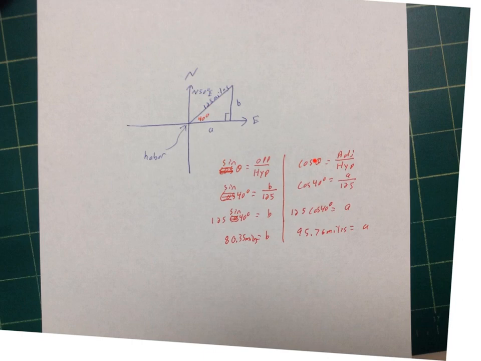Similarly, the cosine of an angle equals adjacent over hypotenuse. So cosine would be A over 125. The angle's 40 degrees. Here I multiply each side by 125, same thing here.